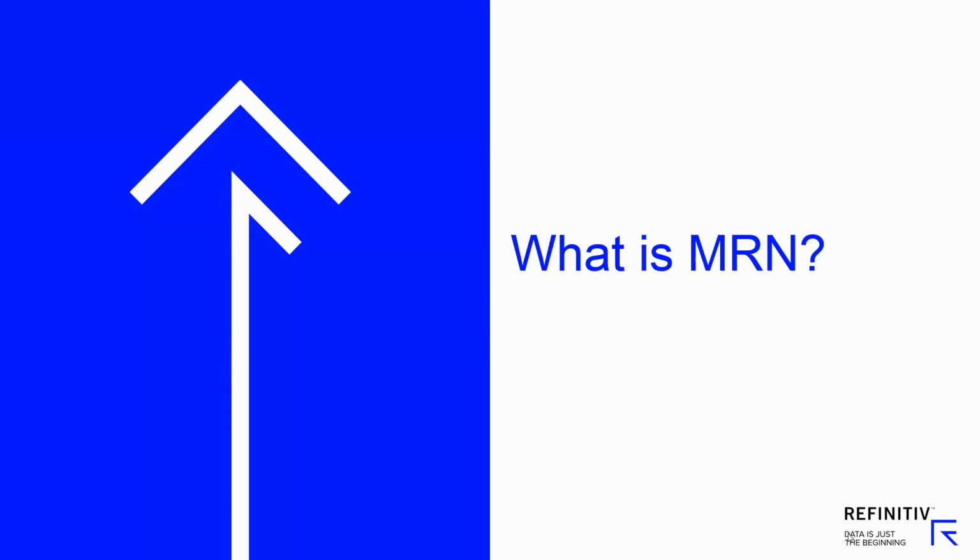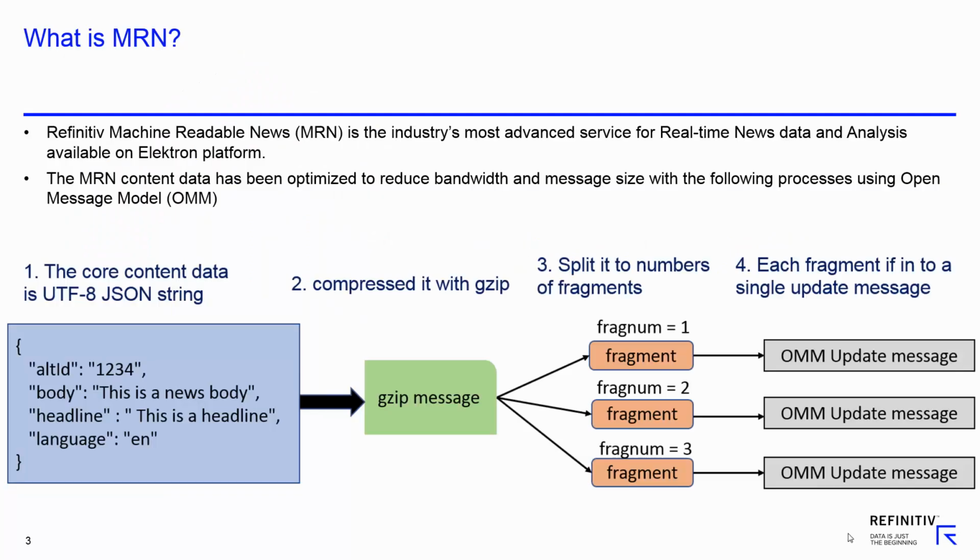Firstly, please let me introduce what the MRN is. The MRN, or Refinitiv Machine Readable News, provides a deep historical archive, ultra-low latency real-time news and analytics for applications via the Elektron platform using the open message model. The service aims to replace the legacy News2K service. The MRN content data is compressed and split into multiple fragments across multiple update messages. This process helps MRN data to be highly optimized for data distribution by reducing the bandwidth and message size.